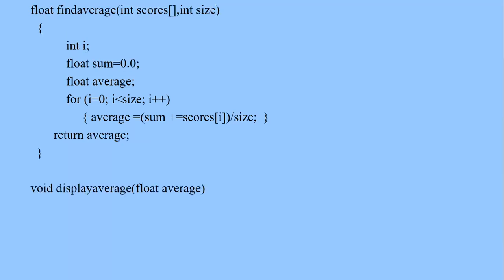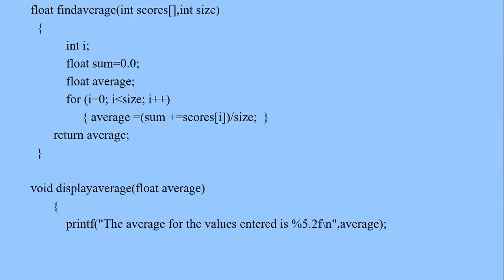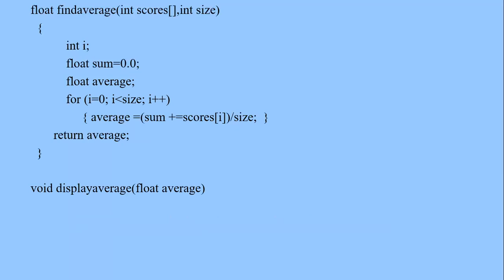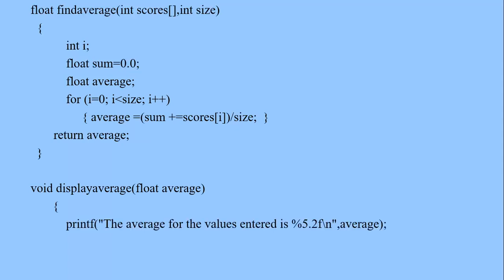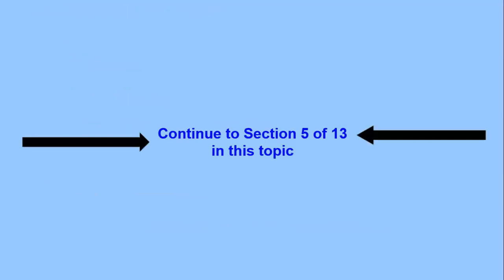And then this other function here is for displaying the averages. So this function, just as I've said, is a void function. It will not return any value, but it is receiving one parameter called average. So it will display the average for the values entered. That is the content of memory location called average, formatted to 5 characters, with 2 of them being reserved for the decimal point. It will display that, and that will be the end of that program.